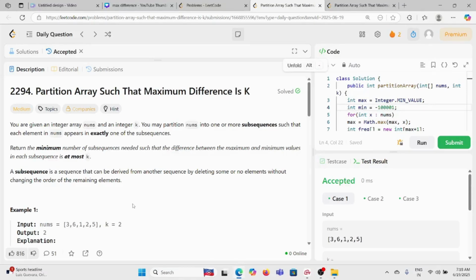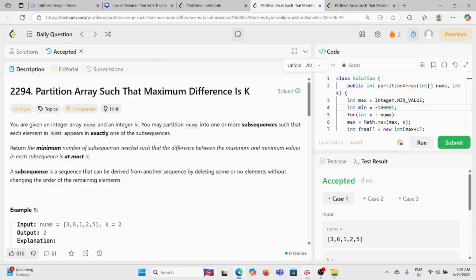Hello friends, we are solving this problem 2294, partition array such that maximum difference is k. So we are given an integer array nums and an integer k. You may partition nums into one or more subsequences such that each element in nums appears in exactly one of the subsequences. So every element can appear in only one subsequence. We have to return the minimum number of subsequences needed such that the difference between the maximum and minimum values in each subsequence is at most k.